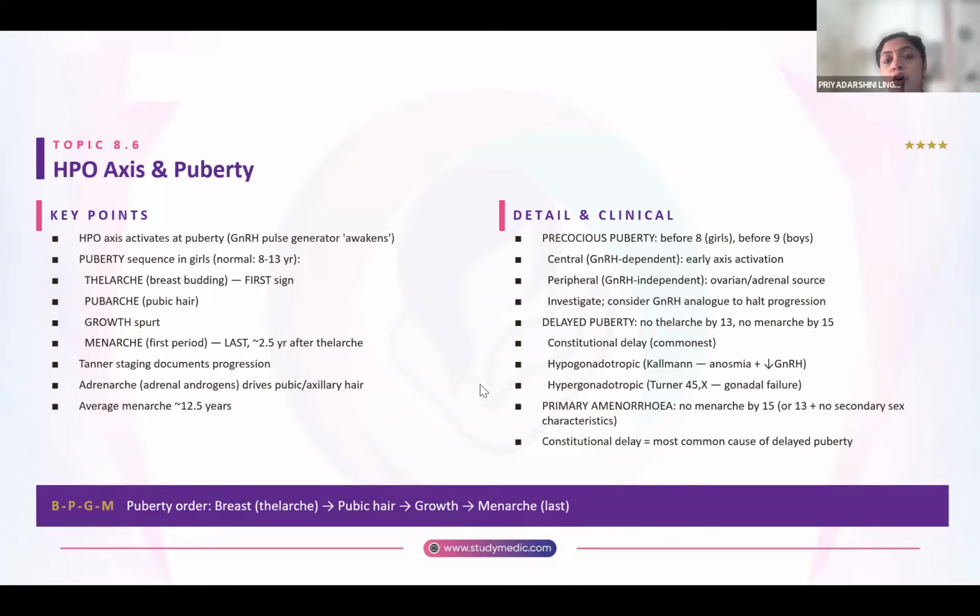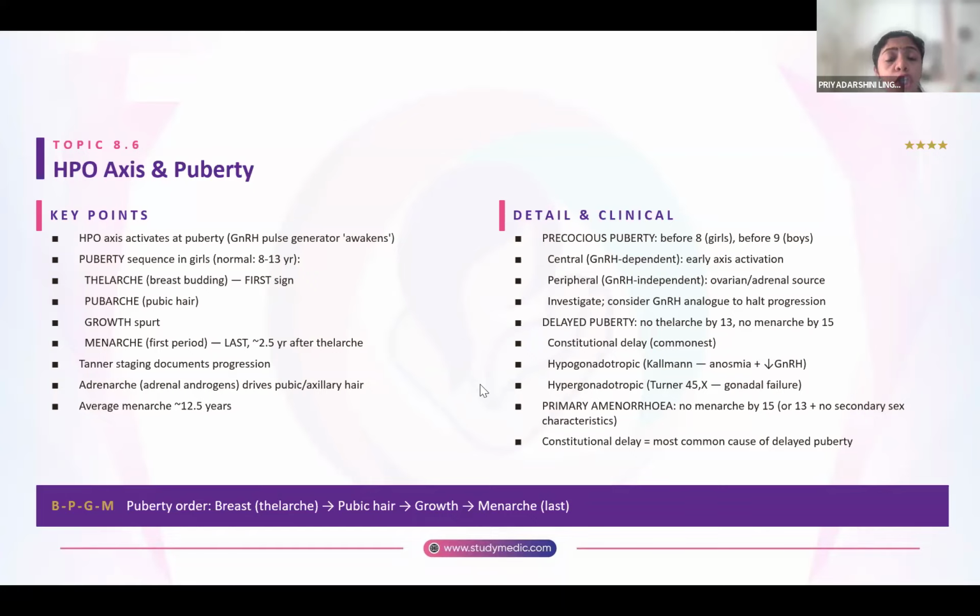It is from the central causes. But if it is peripheral causes, it can be either from the source of ovary or adrenal that can lead to peripheral causes. Now, how are we going to investigate? We are going to look at a sequence of investigations. We are going to look at the luteinizing hormone levels. We are going to look at the GnRH levels to understand the cause of precocious puberty.